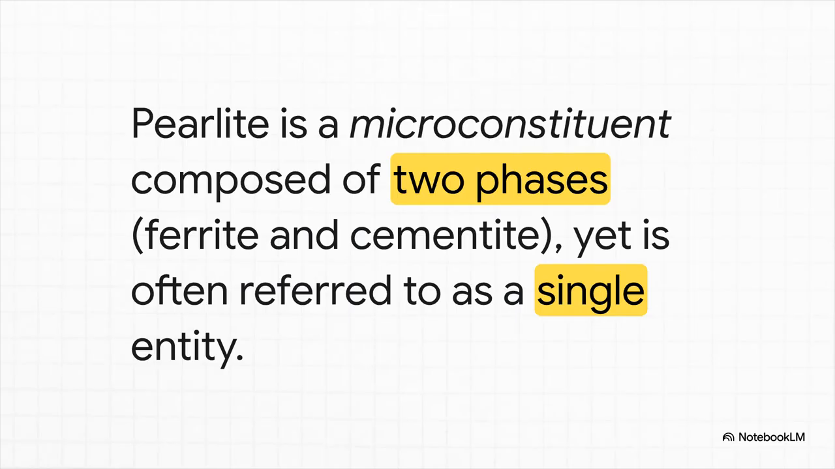Now this right here, this is where the confusion really kicks in. Look at that perlite again. We call it a microconstituent, which is really just a fancy term for a recognizable feature inside the microstructure. We see it and we give it one name. But if you could zoom in with an incredibly powerful microscope, you'd actually see it's made of two totally separate phases, alternating layers of soft ferrite and hard cementite. So get this, a single feature in the microstructure can itself be a complex mix of multiple phases.